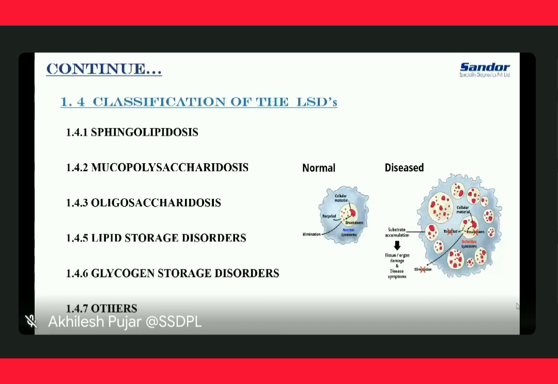For example, the first category is sphingolipidosis. Just break it as sphingo, then lipid, and then osis. Sphingolipid is a type of lipid that is getting stored, and osis is basically a term used to show the presence of a disorder. So, a disorder present because of sphingolipids.